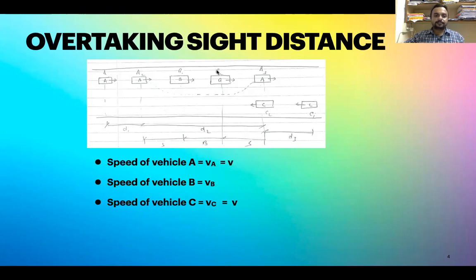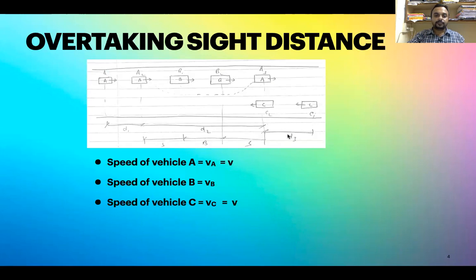So dear friends, please see, this overtaking sight distance is from this particular point A1, to this particular point C1. And this entire overtaking sight distance is broadly divided into three distances, D1, D2, and D3. We can see very clearly D1, D2, and D3. So we will see step by step how to calculate D1, D2, and D3.